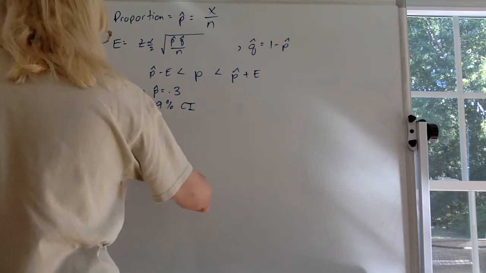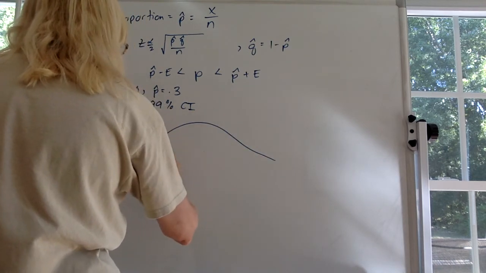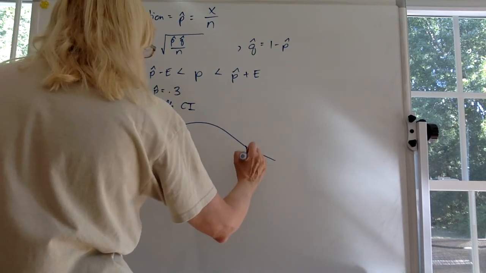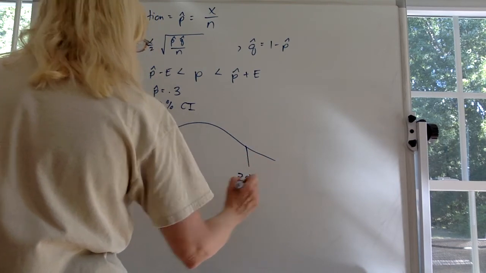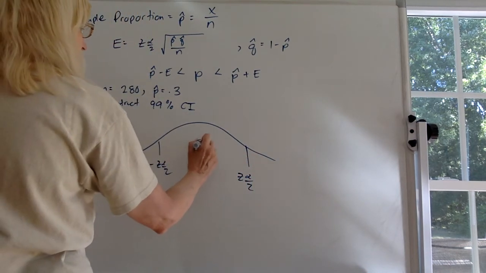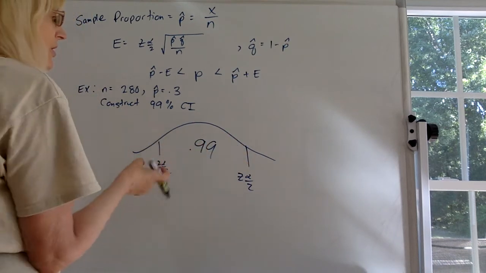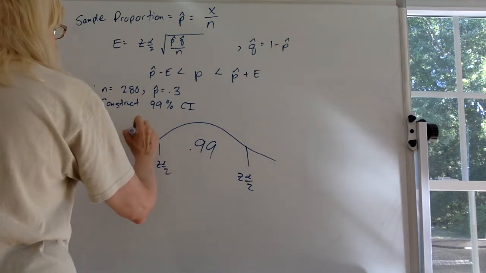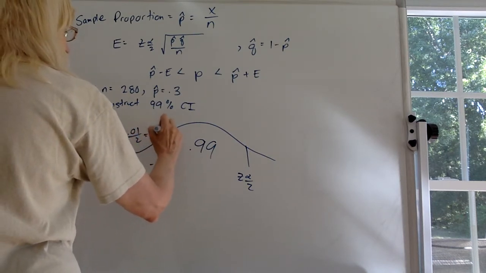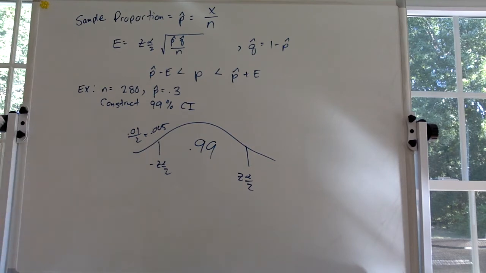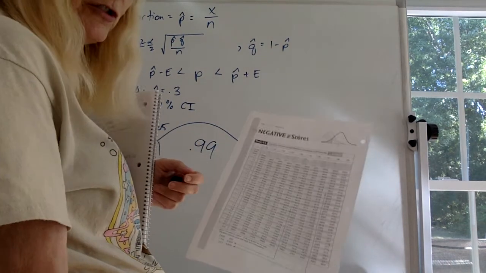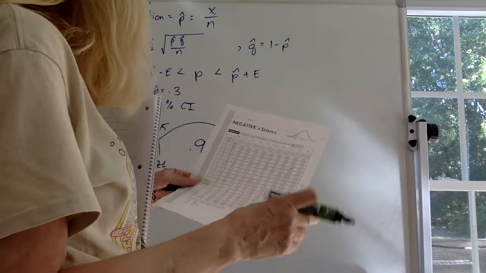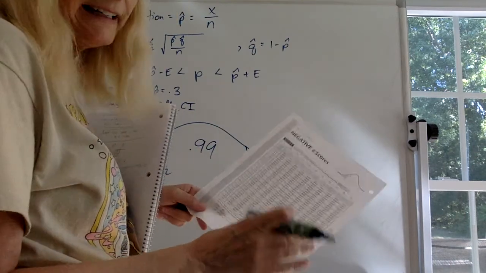So remember how we do that, guys? We've been doing this a long time. Remember that the z alpha over 2 values are like the cutoff values. We're saying 99%, so 0.99 is in between the two. So what's left over? 0.01 is left over to divide between the two halves. So 0.01 divided by 2 is 0.005. So remember what you do. You take your z table, and the easy way is to go to the negative z side, and you're looking for 0.005 in the body.